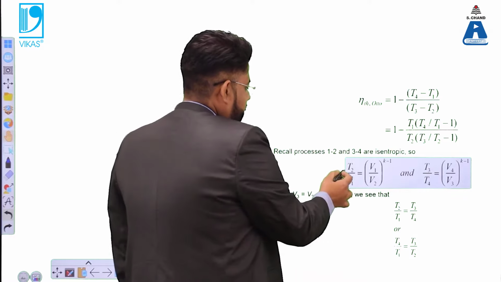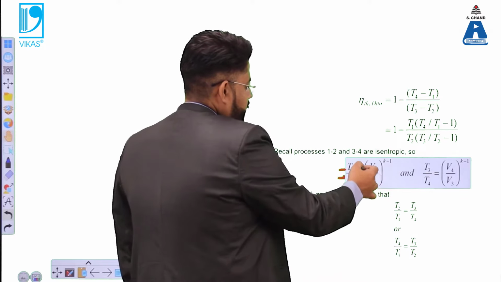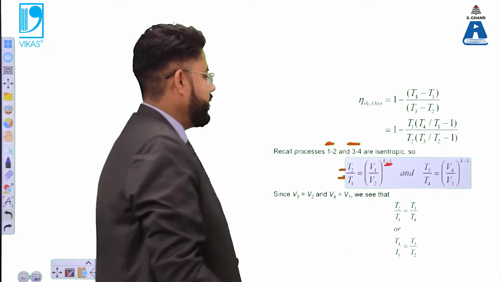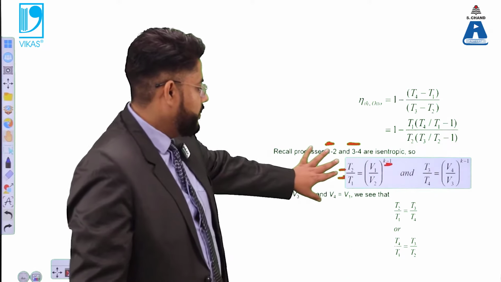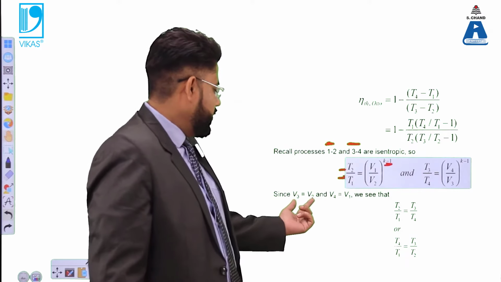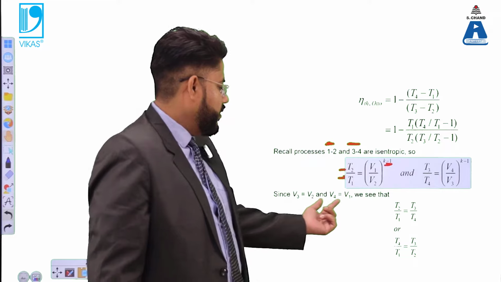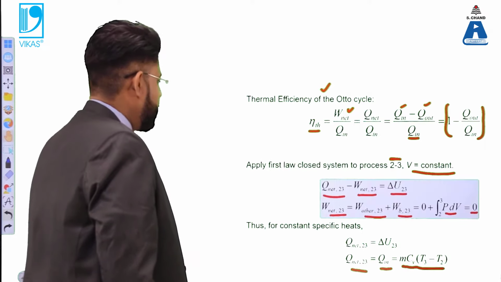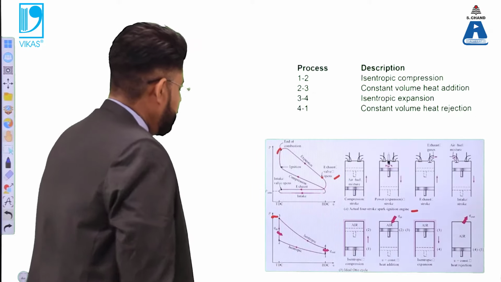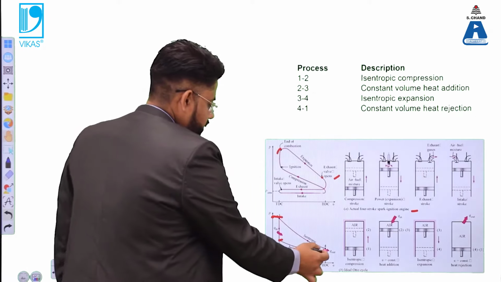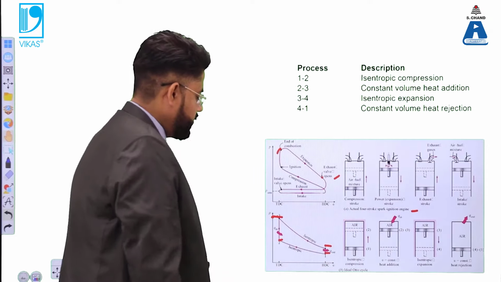So T2 by T1 is equal to V1 by V2 raised to the power K minus 1, because 1 to 2 and 3 to 4 are isentropic processes, and for the isentropic process we had this relationship. And for V3 and V2, or V4 and V1, the volume is constant. You can check the diagram. For this V2, V3 case, the volume is constant. V1, V4 case, the volume is constant.